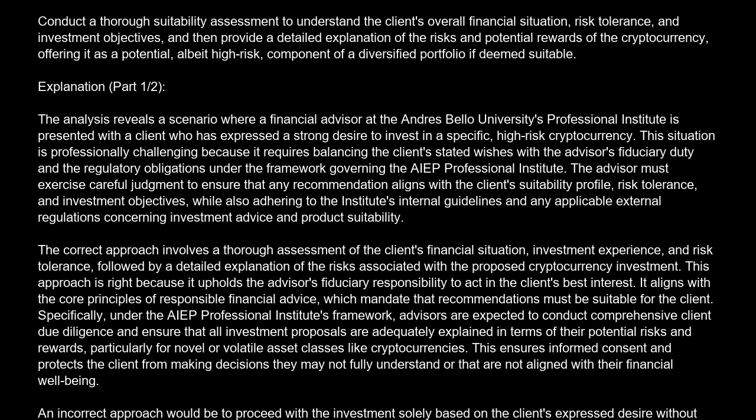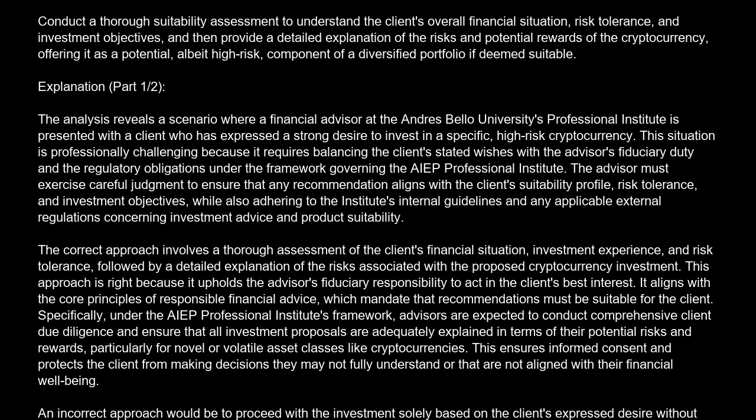The correct answer is D. Conduct a thorough suitability assessment to understand the client's overall financial situation, risk tolerance, and investment objectives, and then provide a detailed explanation of the risks and potential rewards of the cryptocurrency, offering it as a potential, albeit high-risk, component of a diversified portfolio if deemed suitable.